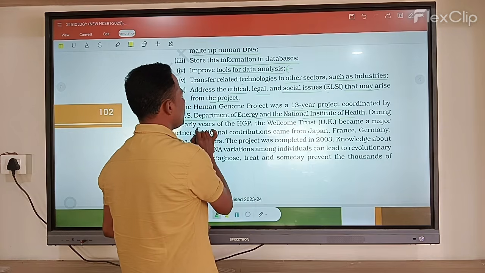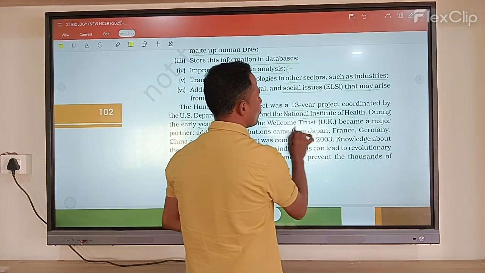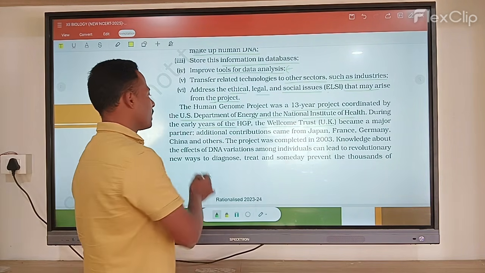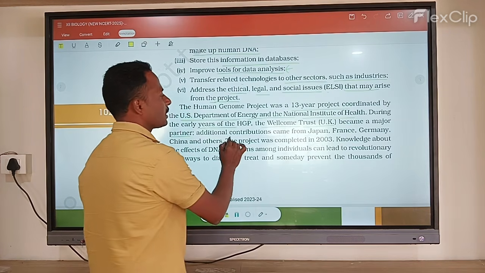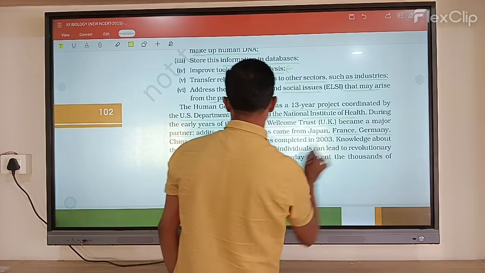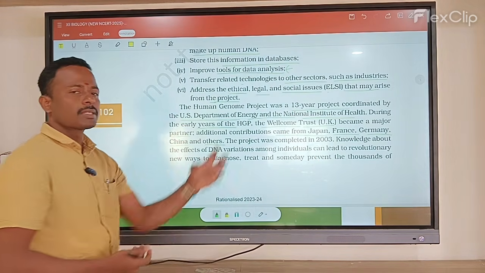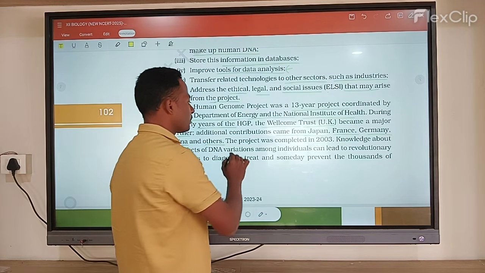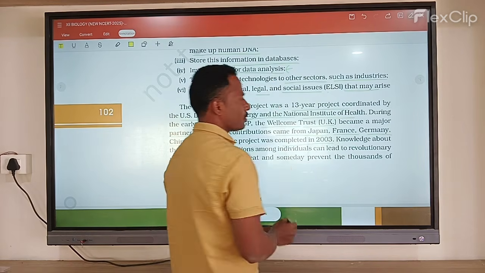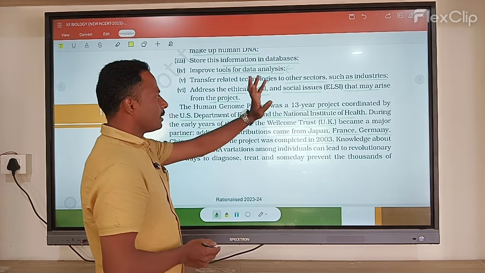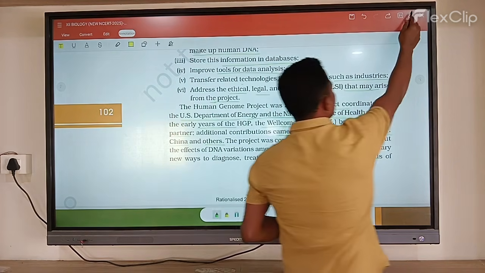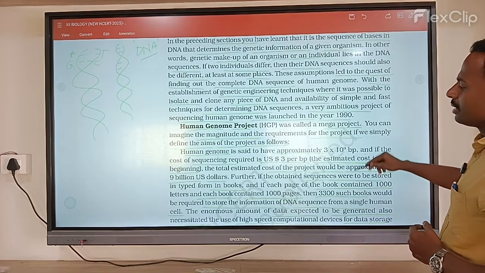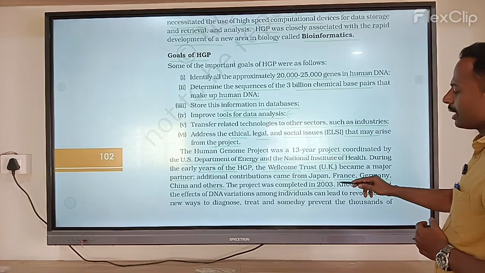During the early years, the human genome project welcomed complete trust in the UK. The UK first developed this project and became the major partner. Additional contributions came from Japan, France, Germany, China and others. These other countries also contributed to the development of the human genome project. The project was completed in 2003. It started around 1990 and was completed in 2003.